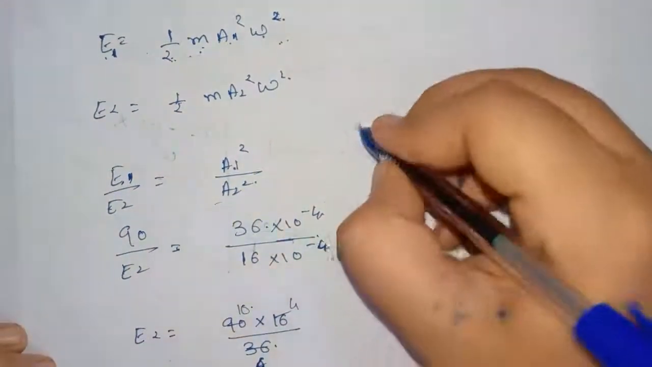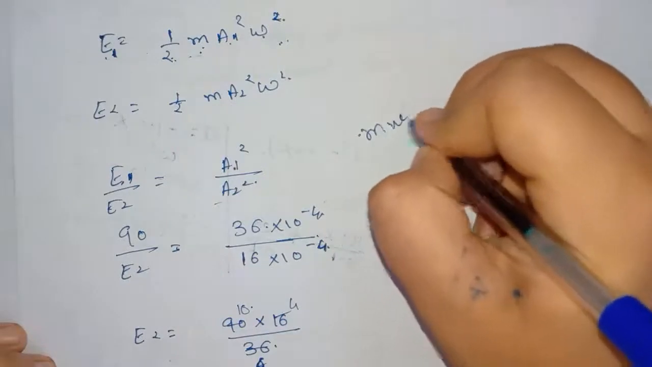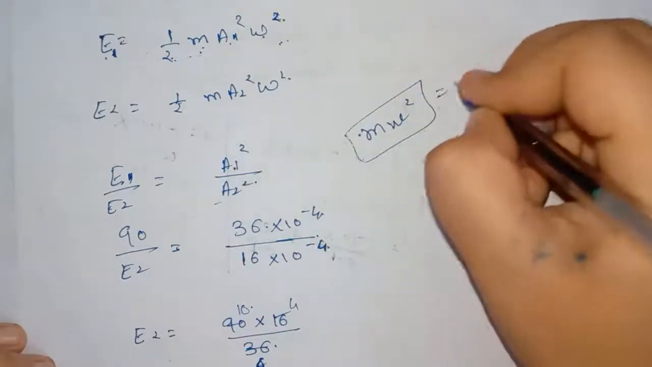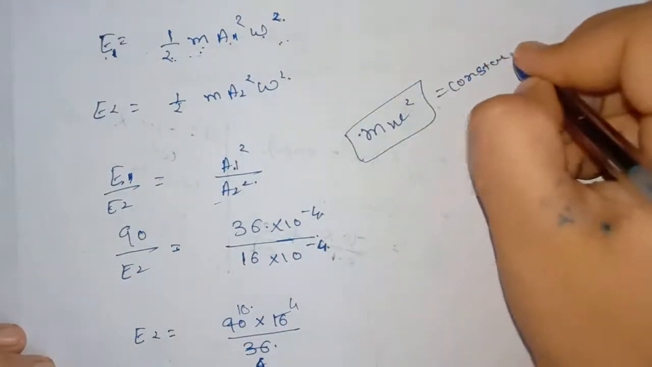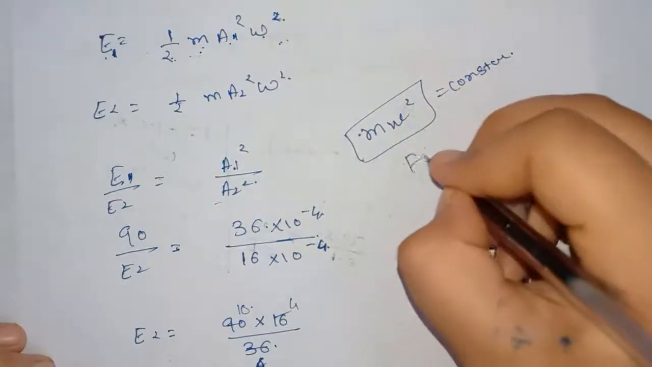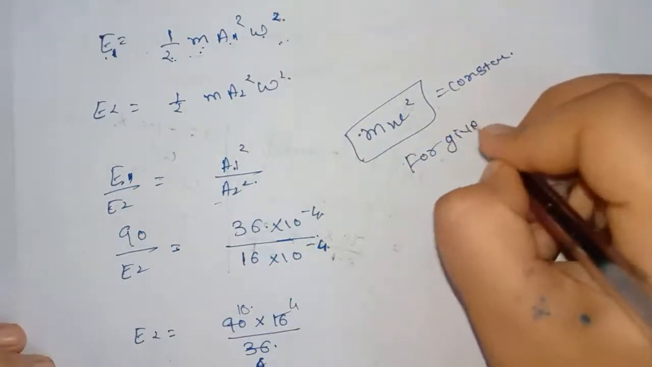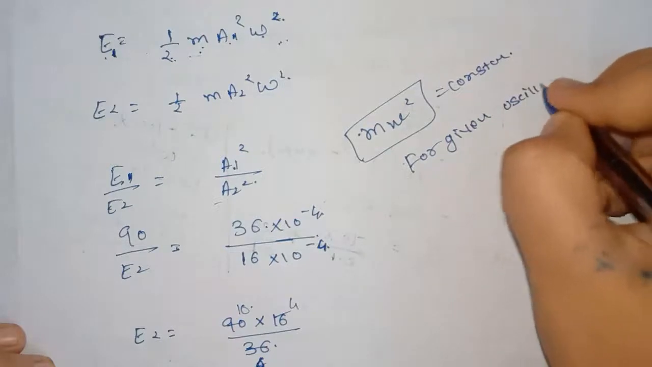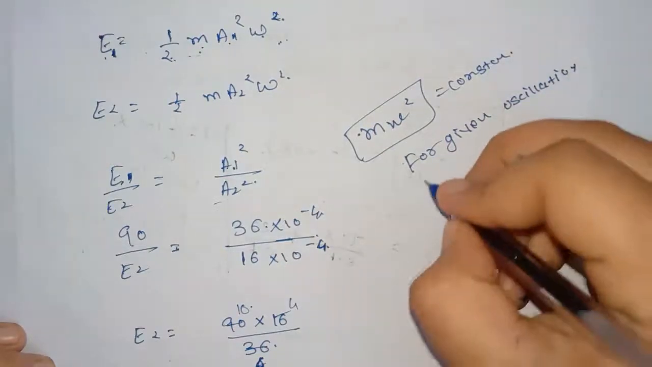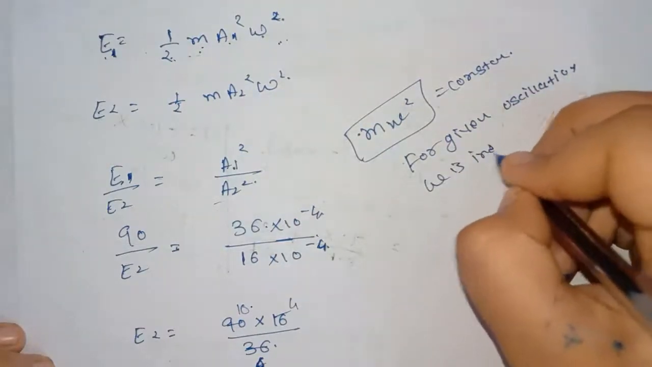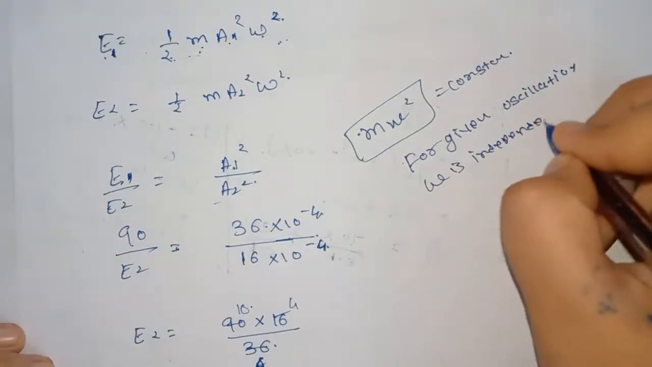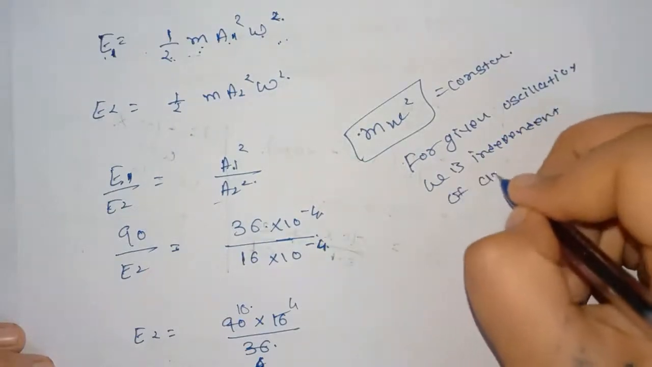Here the key concept was that m omega square will be constant. That means for a given oscillation, omega is independent of amplitude.